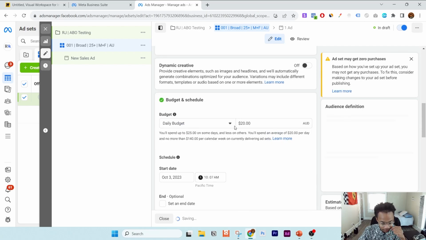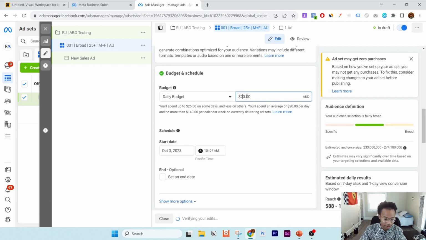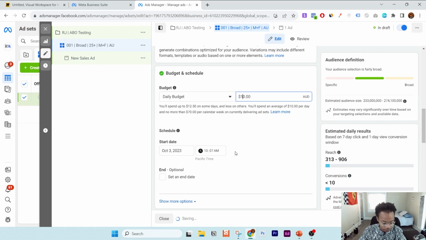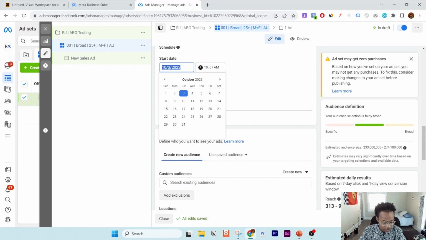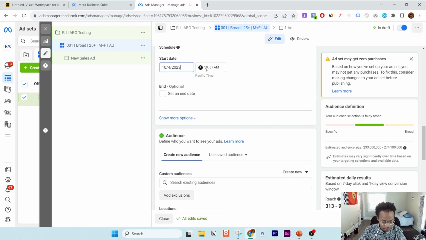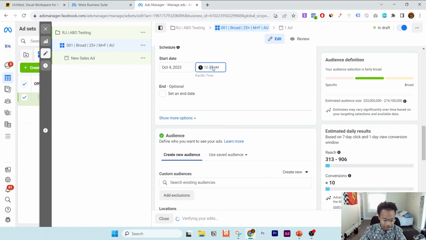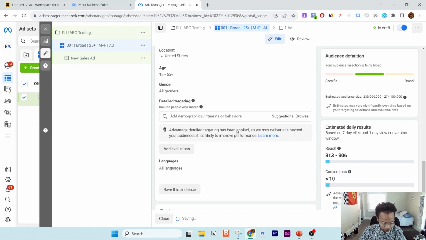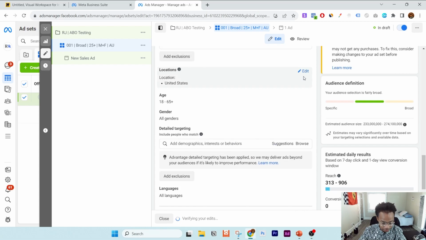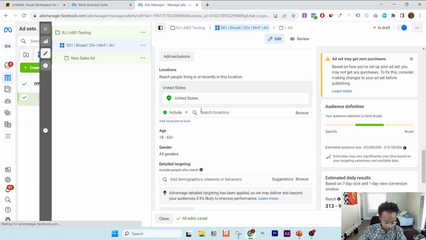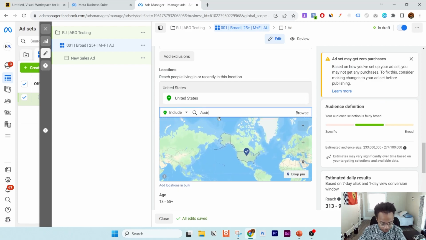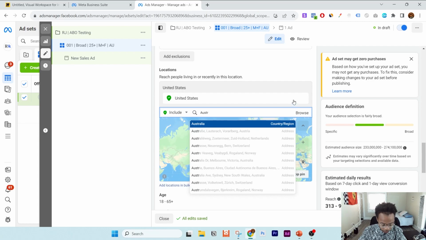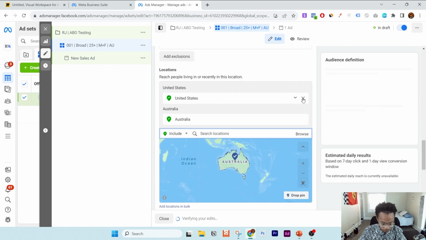Come down here. And again, because we're testing 5 different ABO style ads or ad sets, I'm gonna change this daily budget to 10, just for the sake. We're going to change this to October 4th at 12 a.m. the next day. We're going to want to change this again to Australia. Get rid of United States.